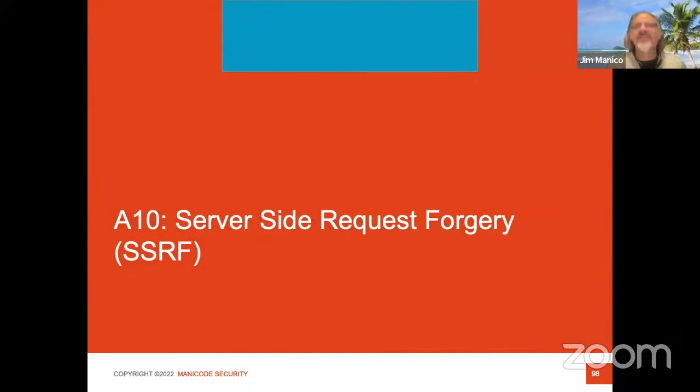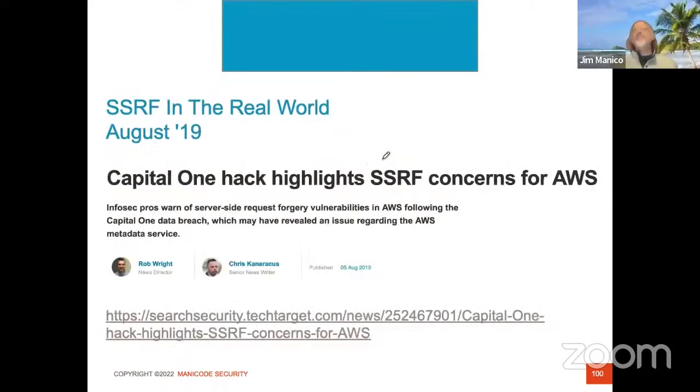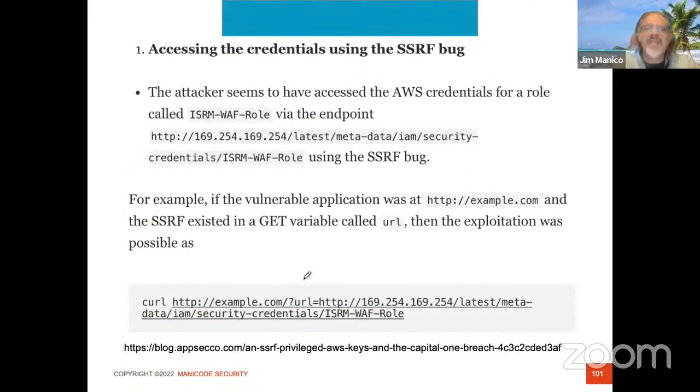Okay, here's our last category of the day, server-side request forgery. Server-side request forgery also came in through the community survey, right? People voted to put this category in. And even though it shows a low incident rate, a lot of our scanners and testers don't know how to find this until recently. We became aware of server-side request forgery across the world in August of 2019 when Capital One was hacked. Other researchers were talking about this in 2016, very briefly though, and this is where we got global awareness.